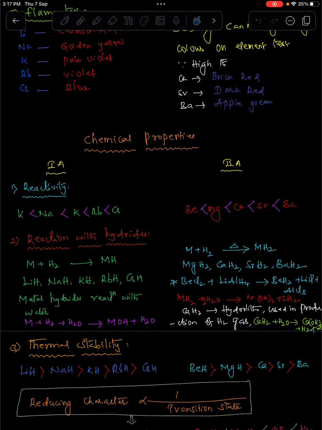So here the second group hydrides also dissolve in water and form M(OH)2 type of hydroxides. Here calcium hydride is called hydrolith. Generally this hydrolith is used in the production of hydrogen gas. So the reaction is CaH2 plus H2O gives rise to Ca(OH)2 and H2.